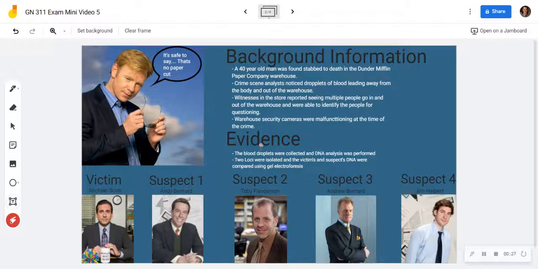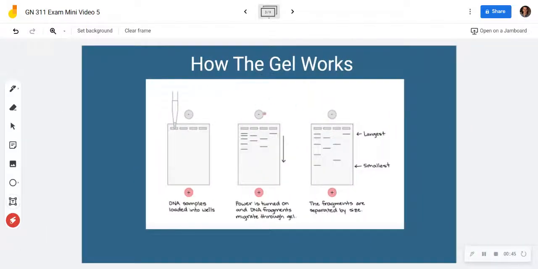So at the crime scene, blood droplets were collected and DNA analysis was performed, and we're going to use two loci to compare the evidence between the victim's and suspects' DNA. So here we have our victim, suspect 1, 2, 3, and 4. So first, does the gel work?